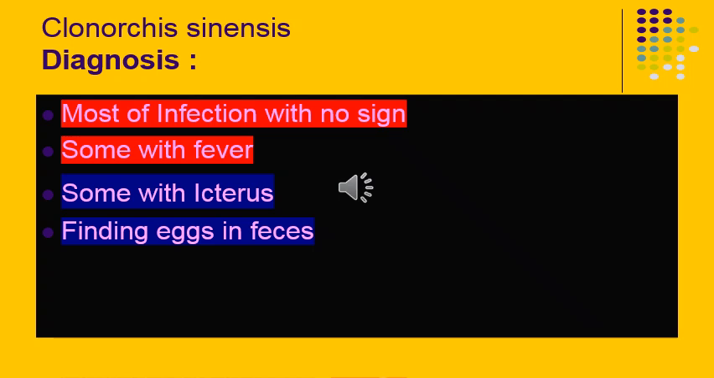But how can we diagnose the infection of Clonorchis sinensis? It's clear that most infections have no signs, but in some of the infected people we have fever, some with icterus, and finding eggs in the feces is the last and the best way for diagnosis of Clonorchis sinensis infection.